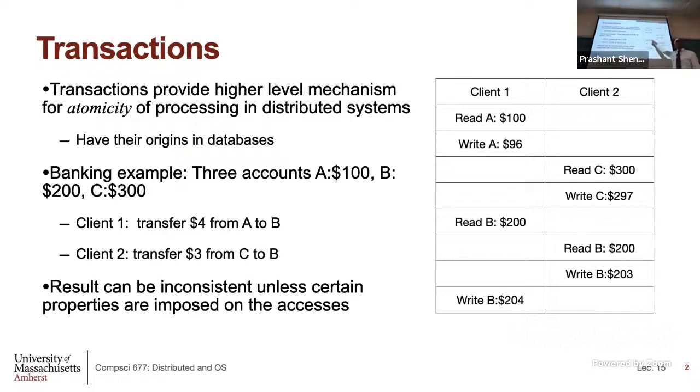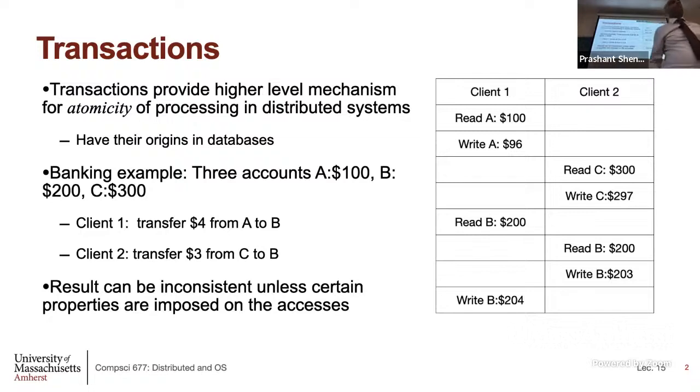So it's going to read B's balance, which is 200, and maybe the time slice ends. Then you switch back to client 2, which reads B's balance, 200. Going to add $3 to it, which is 203. And then you switch back to client 1. So it already read B's balance as 200, and then you write 204.